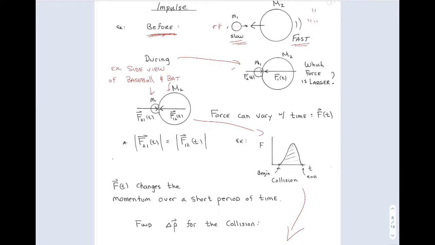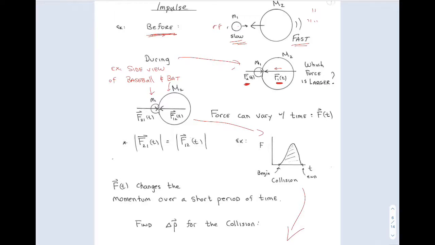So the large one pushes on the small one to the left. The large one exerts that force on number one, so that's force one. And the little one exerts a force to the right on the large one. I called that F2 because it's the force on number 2. And the big difference is now these forces can be functions of time.